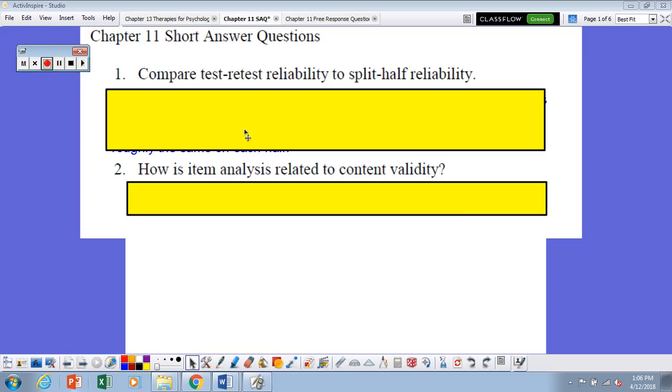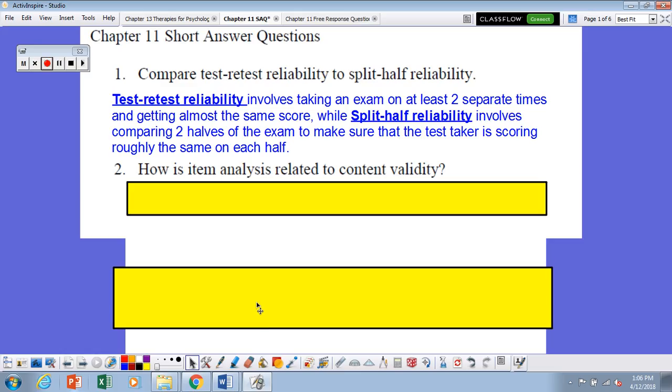Take a look at number 1. Compare the test retake reliability to the split half reliability. Test retake reliability involves taking an exam on at least 2 separate occasions and getting almost the same score, while split half reliability involves comparing one half of an exam to another half. So your AP exam would be an example of a split half reliability exam.